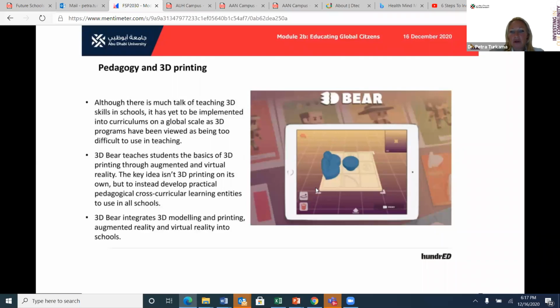3D printing. So 3D printing is still a very big word. Maybe it was an even hotter trend a couple of years ago. But this comes with the pedagogy. This 3D Bear is the name of this app. There are others as well. But it integrates modeling, printing, and augmented reality into schools. So there's always a concept behind it. Let's say a math concept, like here, I think it's about geometry, or it could be language, or some kind of pattern recognition.